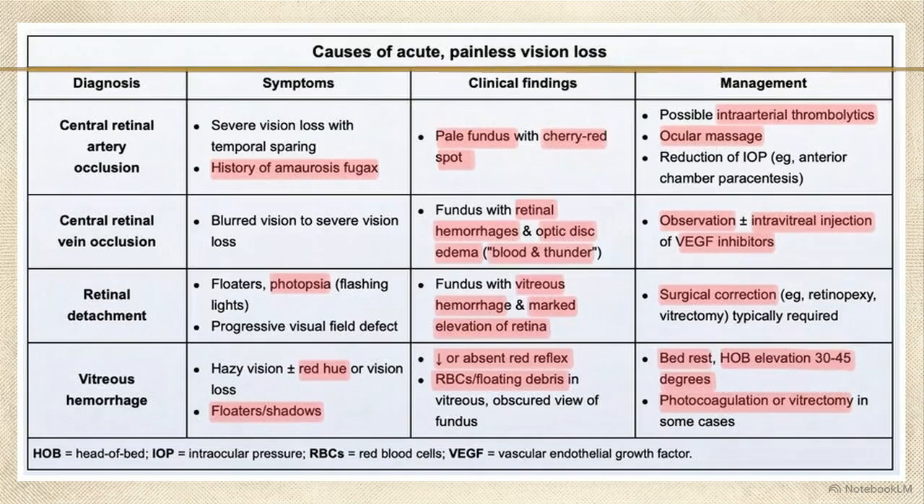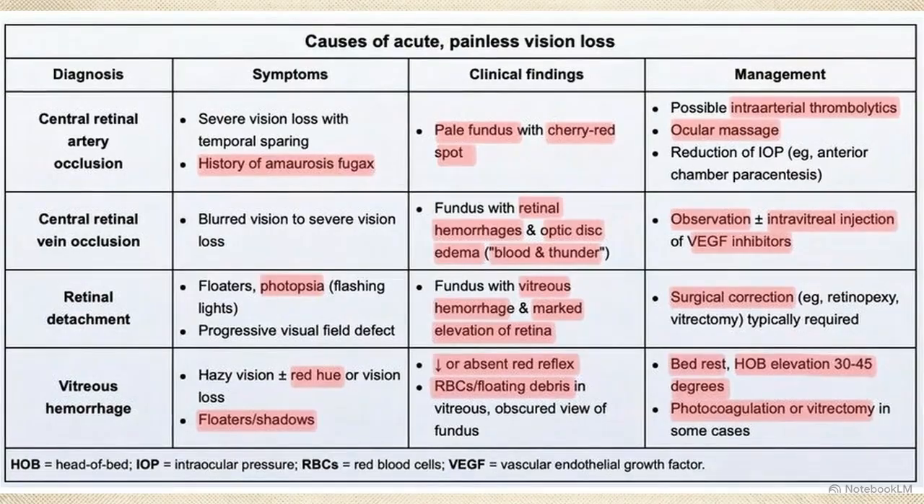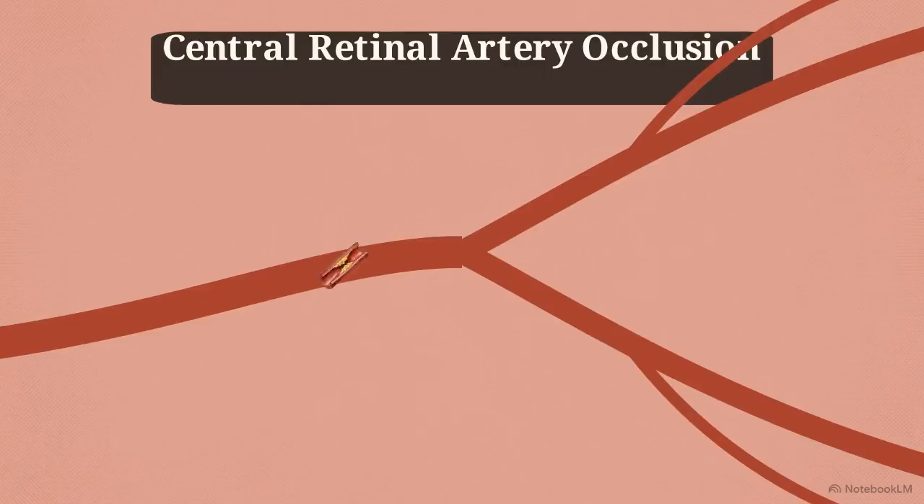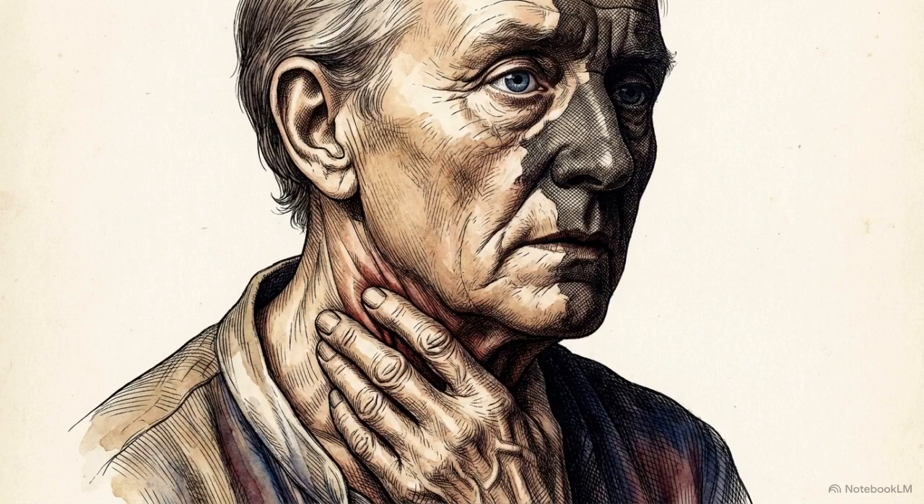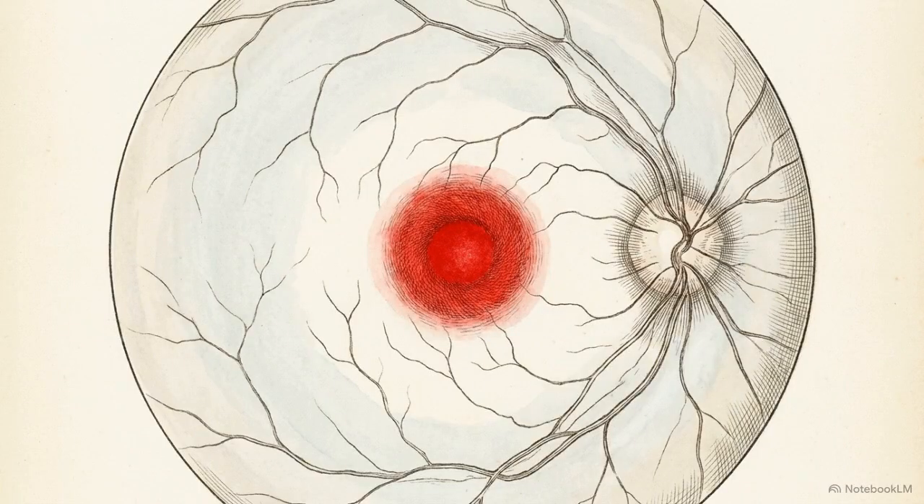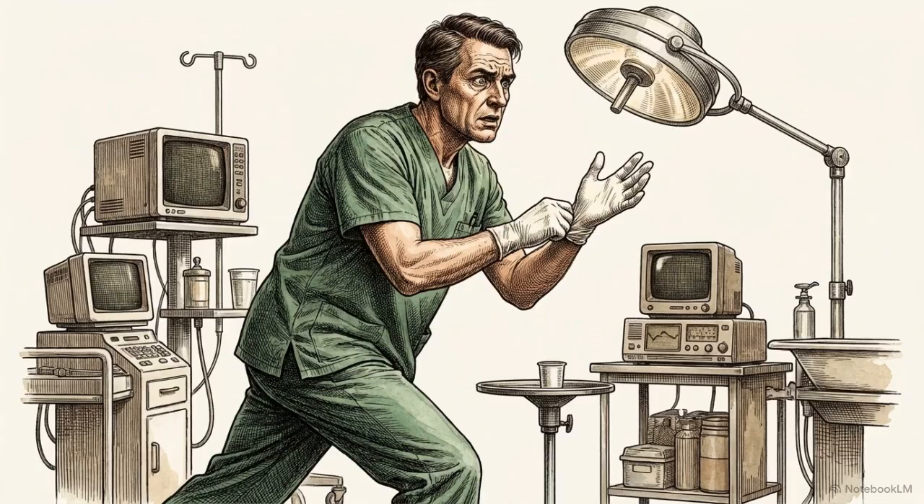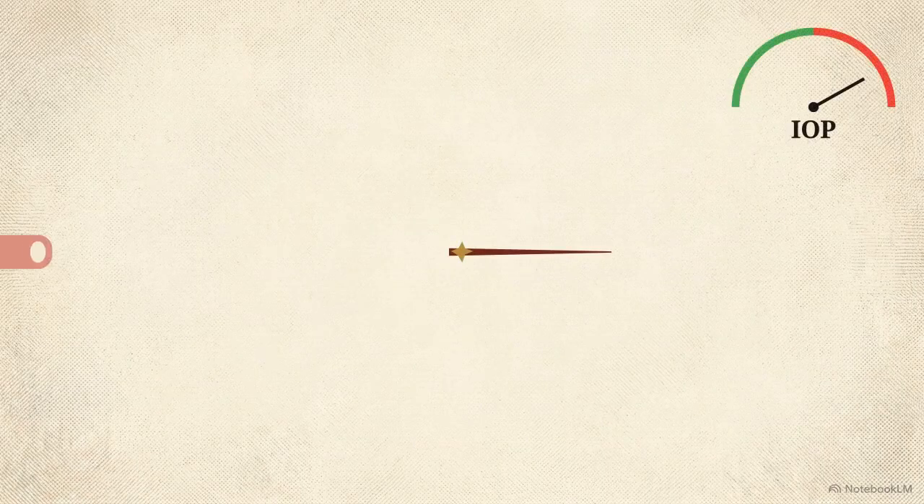This reference table breaks down the differential diagnosis for acute, painless, monocular vision loss. We will focus on the top 2 rows to separate arterial from venous occlusion. Central retinal artery occlusion, or CRAO, presents as sudden, severe vision loss. It is frequently preceded by amaurosis fugax in patients with known embolic risk factors. A fundoscopic exam of a CRAO reveals diffuse ischemic retinal whitening, paired with a distinct cherry red spot at the macula. This is an emergency requiring immediate intervention. Management prioritizes ocular massage and the rapid reduction of intraocular pressure via anterior chamber paracentesis to dislodge the clot.